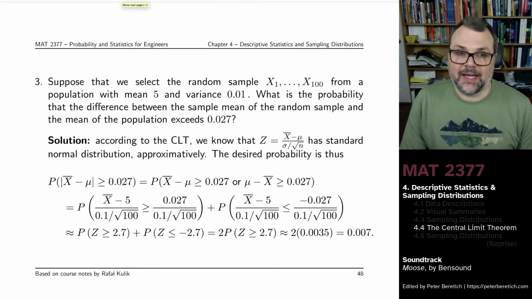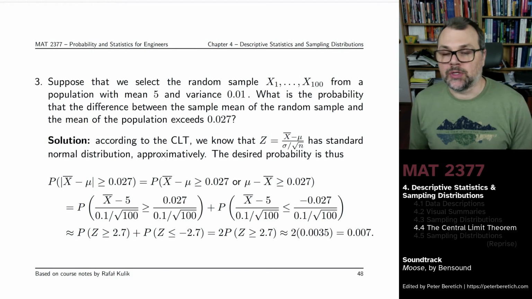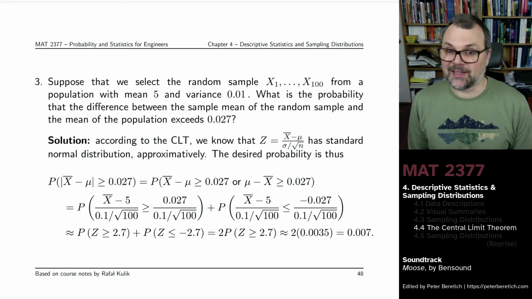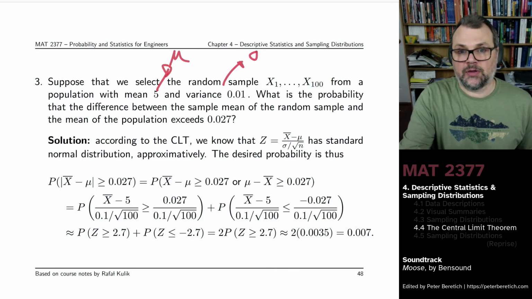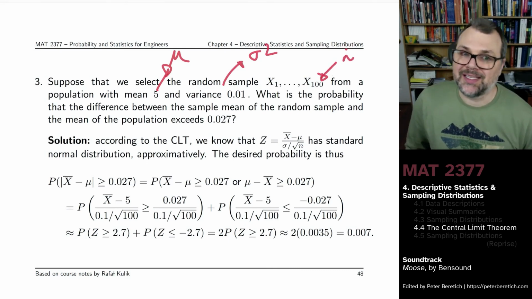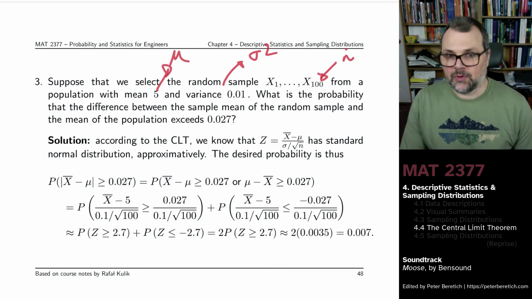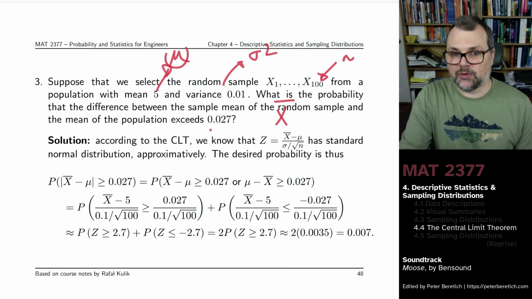And we'll do a last example here. Let's assume that you select 100 observations from a population with mean 5. That's the mu, and variance 0.01. That's sigma squared here. Here's your mu, here's your sigma squared. And n is 100. What's the probability that the difference between the sample mean of the random sample, so x bar, and the population mean, which is mu, exceeds 0.027?